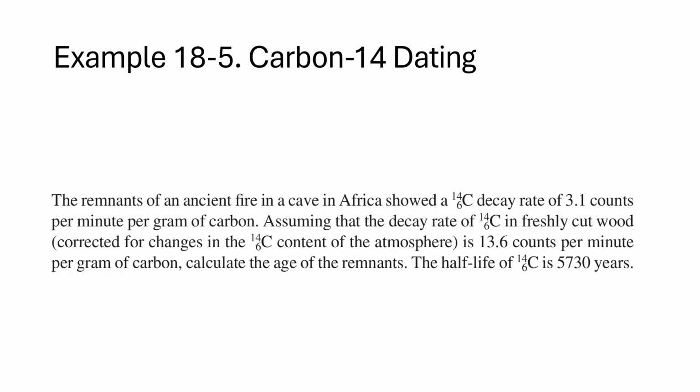Now let's talk about carbon 14 dating. How do you determine this? The remnants of an ancient fire in a cave in Africa showed a carbon 14 decay rate of 3.1 counts per minute per gram of carbon. Assuming that the decay rate of carbon in freshly cut wood, corrected for changes in the carbon 14 content of the atmosphere, is 13.6 counts per minute per gram of carbon, calculate the age of the remnants.